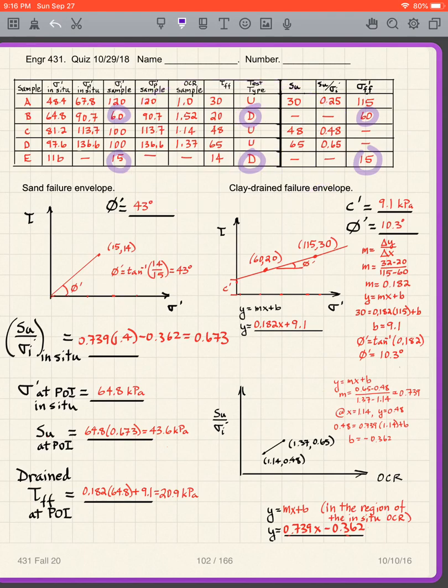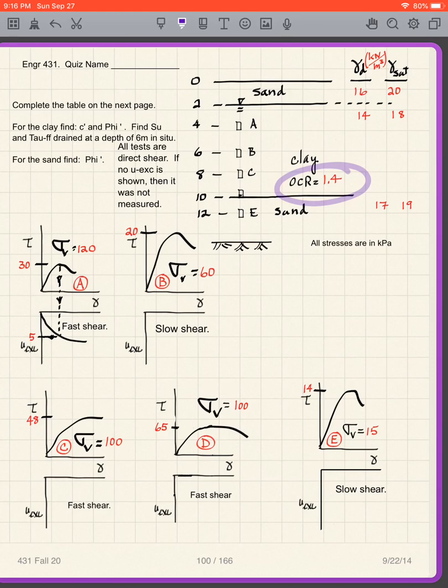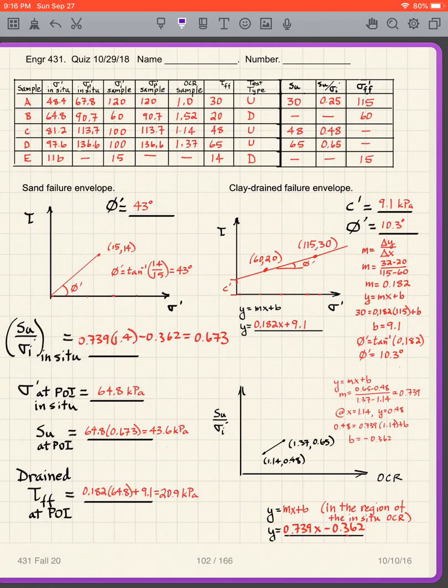For the undrained tests, to get the sigma prime FF, I have to measure the excess pore pressure. There was only one test where I measured the excess pore pressure. That was the first one. And at failure for that first test, we had an excess pore pressure of 5. So I take the 120 minus the 5, that gives me 115. In other words, my sigma prime at failure is reduced by the excess pore pressure created. So, okay, now I have the sigma prime FF, I have the tau FF.